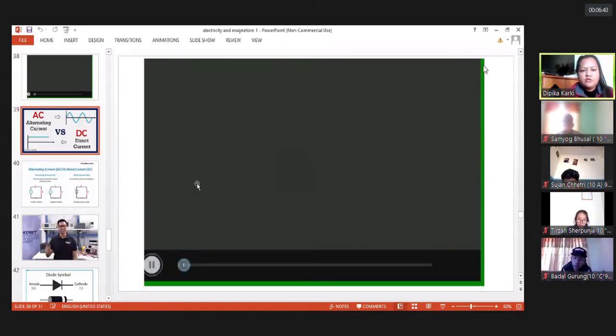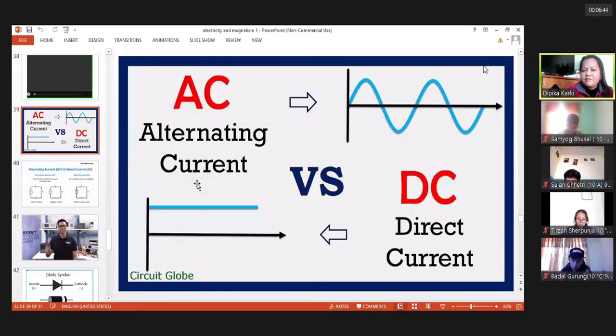Now let's go to the alternating current and direct current. Alternating current means whose polarity changes with time. Okay, यसको direction change भइराख्छ alternating current को, and direct current, its polarity doesn't change with time. It always remains the same, from plus to minus भइराख्छ.